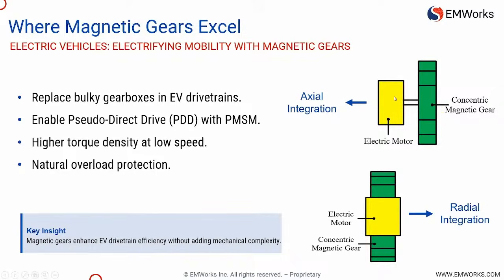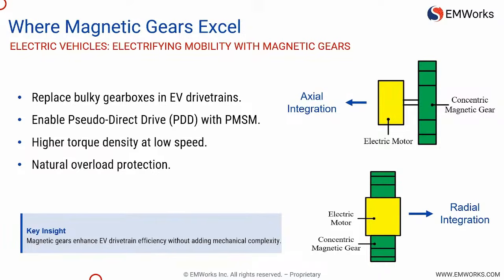In the axial integration, the electric motor is axially coupled to the magnetic gear, like the rotor of the electric motor is connected to the inner rotor of the magnetic gear and transmits the torque and speed levels through the common shaft. On the other hand, we have the radial integration, in which the electric motor and magnetic gears are radially coupled in the same housing and same enclosure, which is also called a pseudo-direct drive motor.